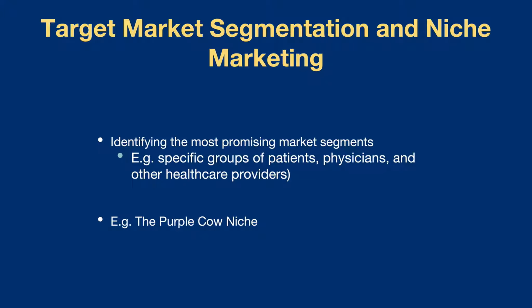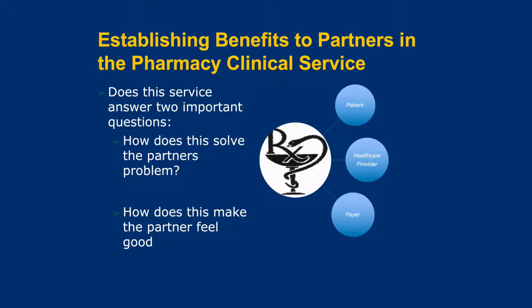In target marketing and niche marketing, we want to identify the most promising market segments. For example, what type of patients would benefit from, say, a diabetes service? Why would physicians want to partner with us? How can we show physicians that our service is going to provide a win-win to them? So what is that niche of why people want to use our service?